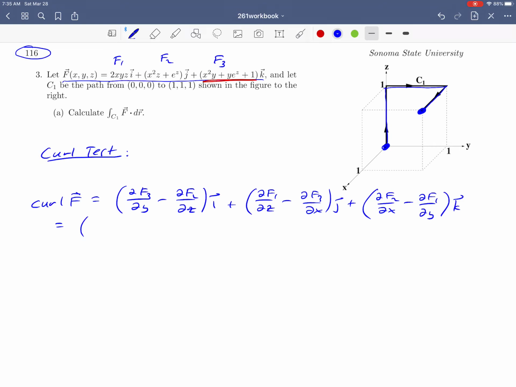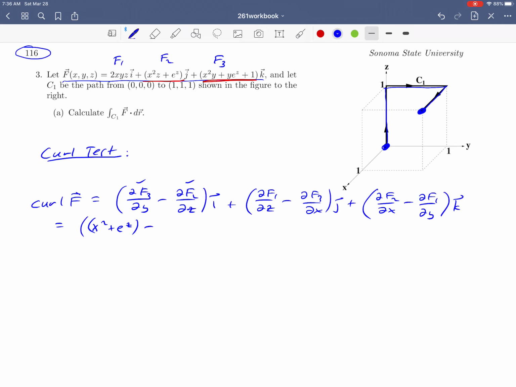Starting with f3, we need to take the derivative of that with respect to y. So y is our variable, everything else is constant. If we do that, the derivative of x squared y is just x squared. And then the derivative of y e to the z with respect to y is e to the z. Those two terms together are the partial f3 partial y.